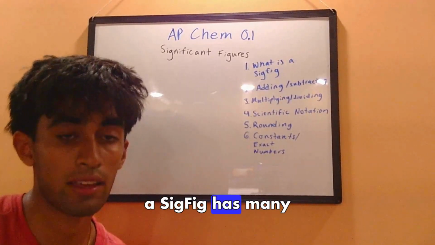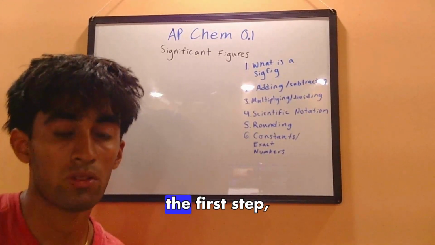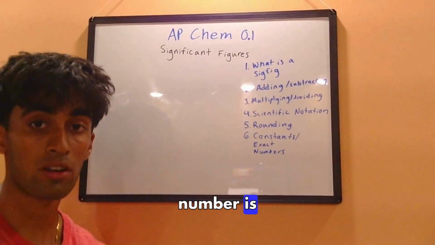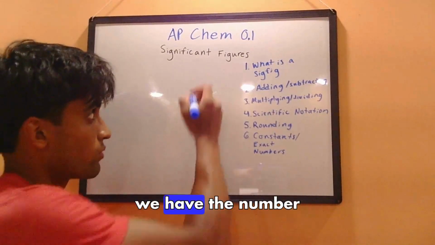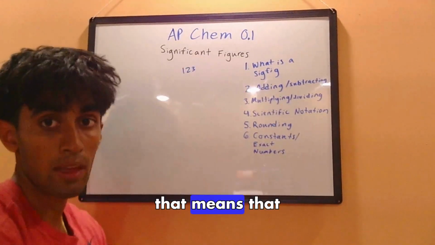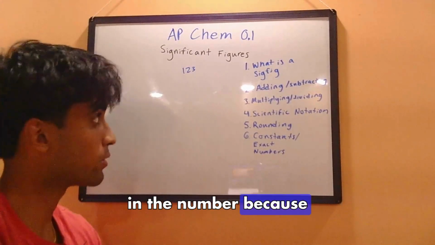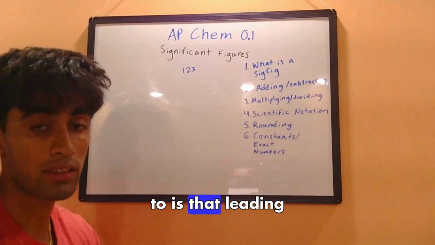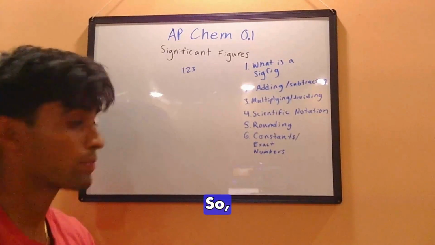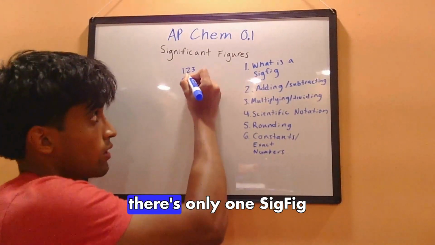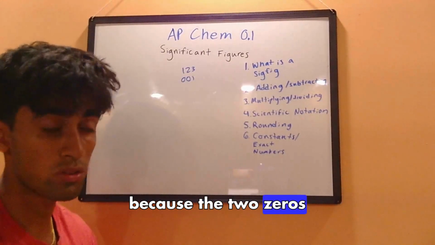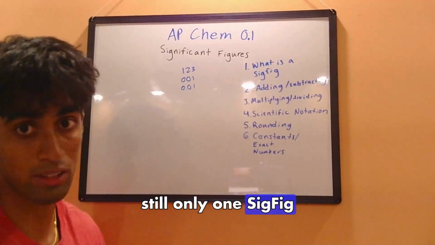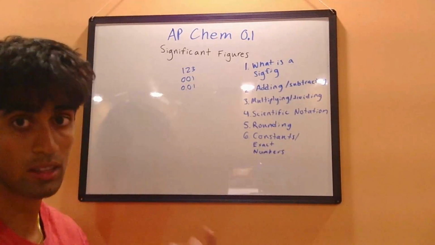So, first let's start off with what is a sig fig. A sig fig has many steps to it. The first rule is that any non-zero number is a significant figure. So if we have the number 123, that means there are 3 sig figs in the number because every digit is not 0. The next rule is that leading zeros are never significant. So in the number 001, there's only one sig fig because the two zeros are leading. If we have 0.01, there's still only one sig fig because these two zeros are still leading.